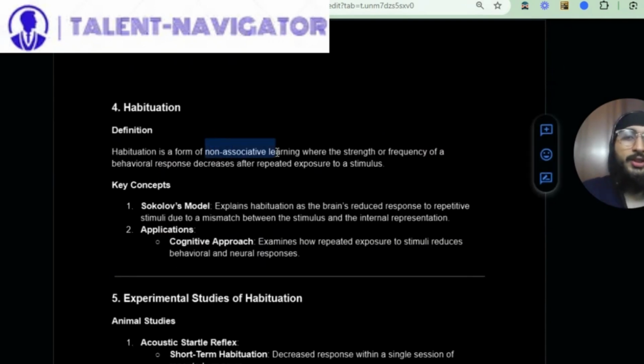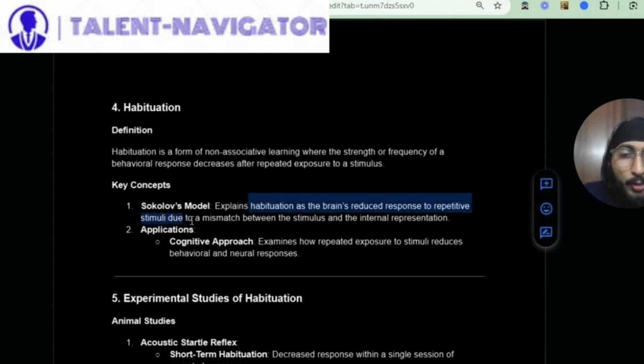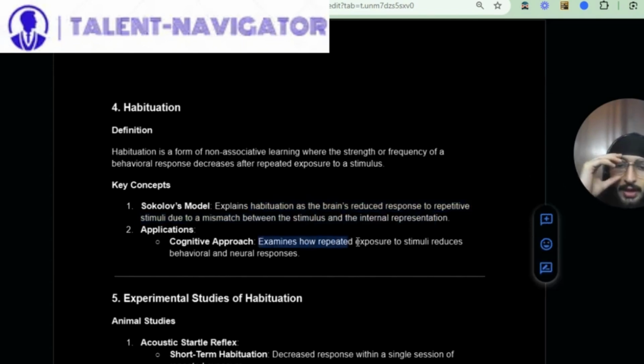Habituation is a form of non-associative learning where the strength or frequency of a behavioral response decreases after repeated exposure to a stimulus. Basically, the concept involved is Sokolov's model. The Sokolov model explains habituation as the brain's reduced response to repetitive stimuli due to a mismatch between the stimulus and the internal representation. Now, applications: the cognitive approach examines how repeated exposure to stimuli reduces behavioral and neural responses.